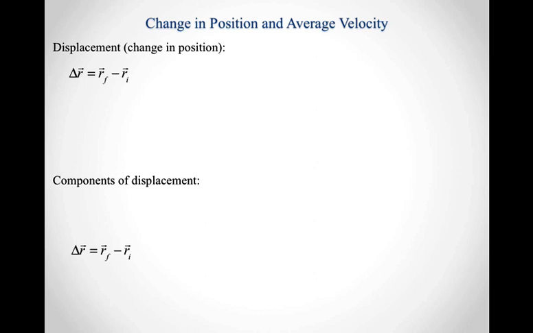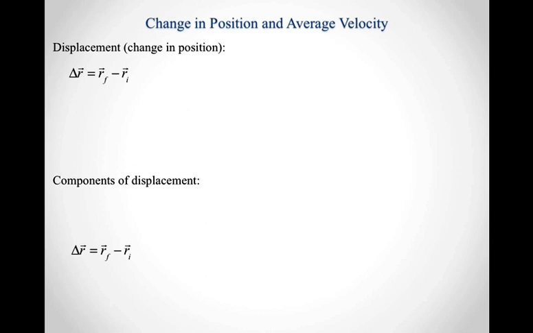So we talked about 5 quantities we might be interested in keeping track of when we're dealing with a kinematics problem between 2 points in time. So our average kinematics problems. The first 2 of those were the change in position and the average velocity. So let's talk about those 2 quantities.